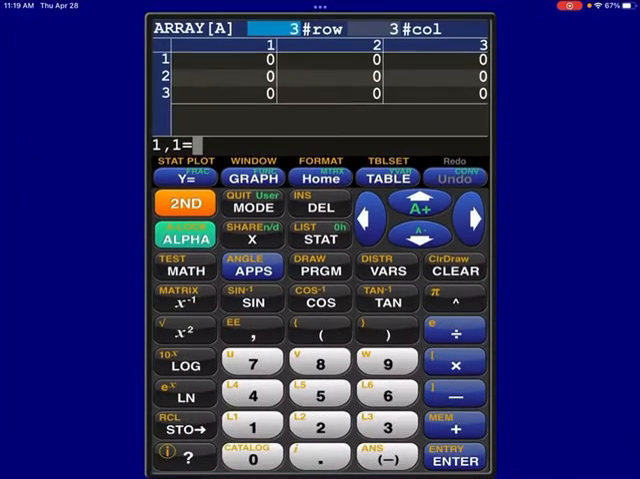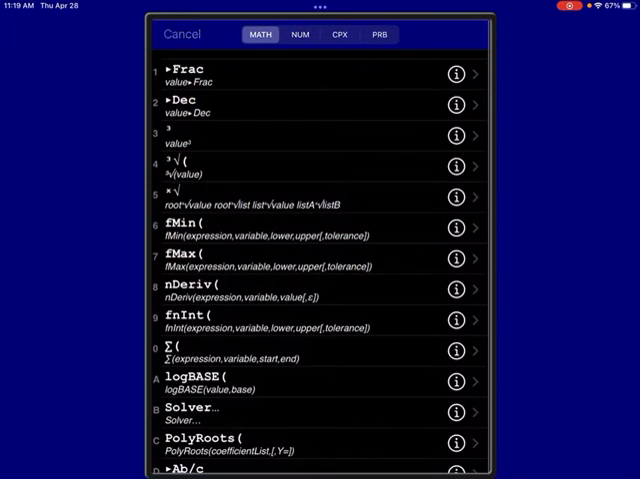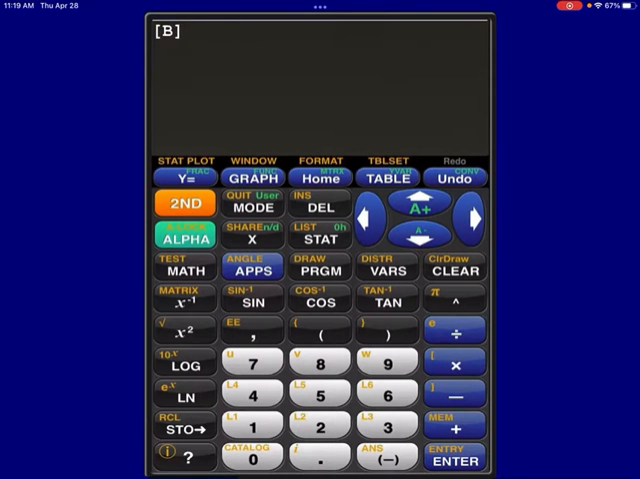Oops, I did too many. Let me clear all that out. So let's clear that. Okay, math, oops. Second matrix. We're going to, let me see. Let's go to B, okay? That's not what I wanted to do. Sorry, guys. Let me edit matrix B.